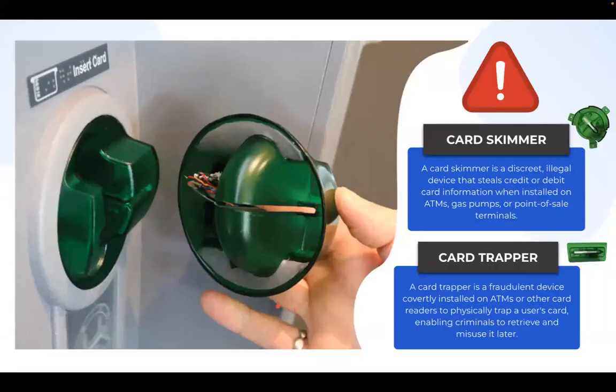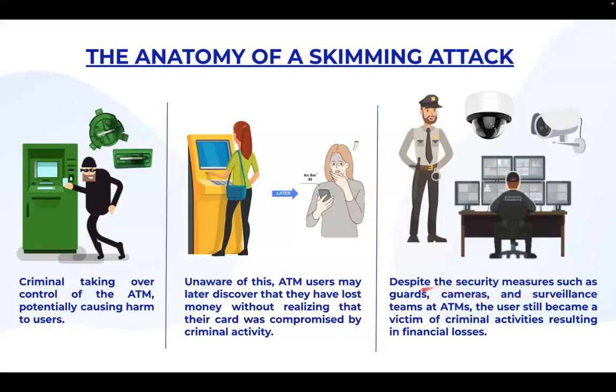So when I say card skimming and card trapping, these two attacks are basically done by devices called card skimmers and card trappers. A card skimmer is a device that is installed on top of the regular card reader on the ATM. When it is installed, this card skimmer transmits the sensitive information on the card wirelessly to the criminal. And a card trapper, on the other hand, traps the card into it so that the user cannot take it back.